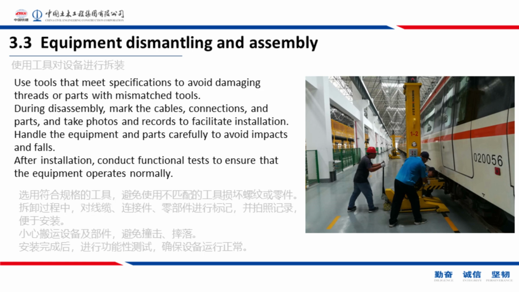PPT 32. 3.3 Equipment dismantling and assembly. Use tools that meet specifications to avoid damaging threads or parts with mismatched tools. During disassembly, mark the cables, connections, and parts, and take photos and records to facilitate installation. Handle the equipment and parts carefully to avoid impacts and falls. After installation, conduct functional tests to ensure that the equipment operates normally.